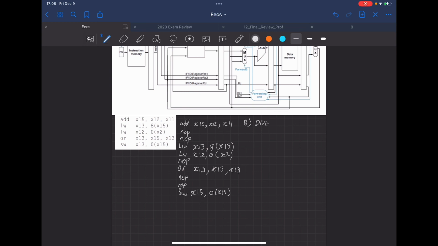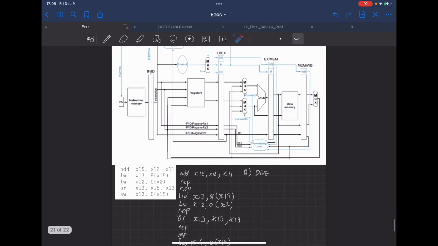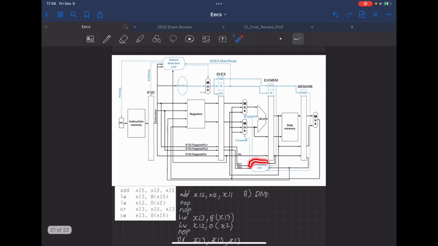So if the processor has forwarding, but we forget to implement the hazard detection unit, what happens when the original code executes? Essentially, let's look at what's happening. If we have forwarding, but we don't have this hazard detection unit, we're still going to be receiving all the values from the instruction, so we'll still be able to send the correct values when needed.